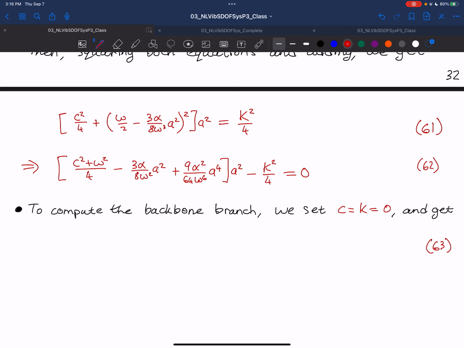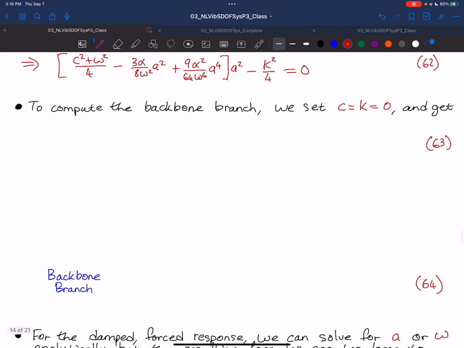Okay, so we can compute the backbone branch for this system by setting c equal to 0 and k equal to 0. And by doing that, we will get that either a is equal to 0, but more interestingly, from the term inside the square brackets, we will end up with 9 alpha squared over 64 omega to the 6th times lowercase lambda squared minus 3 alpha over 8 omega squared lambda plus omega squared over 4. This is all equal to 0, and here lambda is equal to a squared.